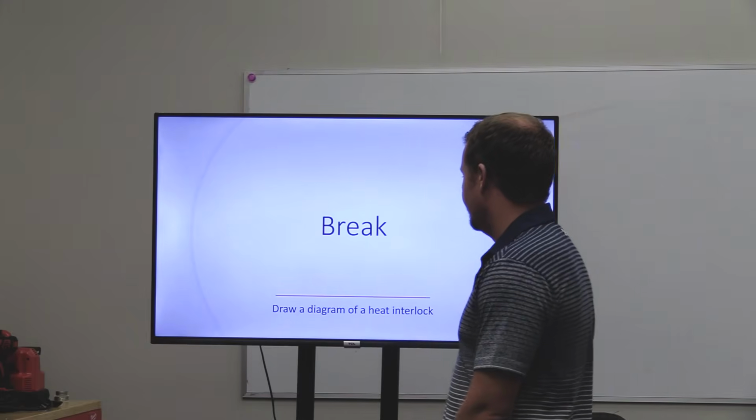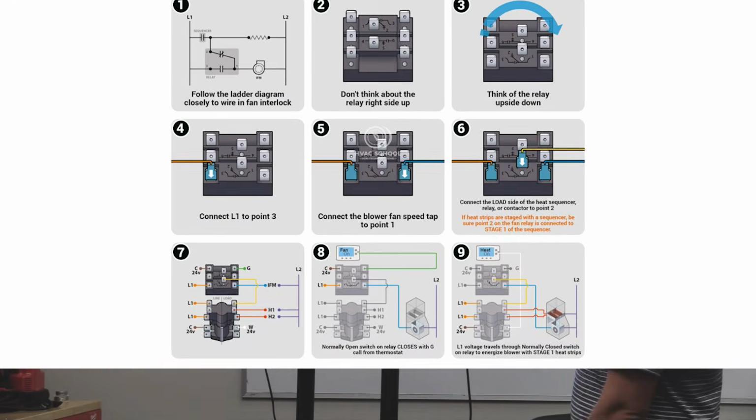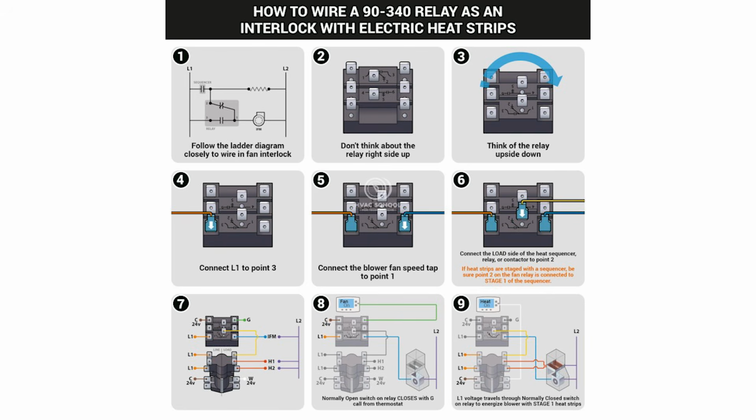Kind of complicated, but we're going to skip that. Here we go. So this is how you do it. Because this is where people do it wrong even if I give you the exact diagram to do it, because it just is counterintuitive. So you follow the ladder diagram closely to wire in a fan interlock.